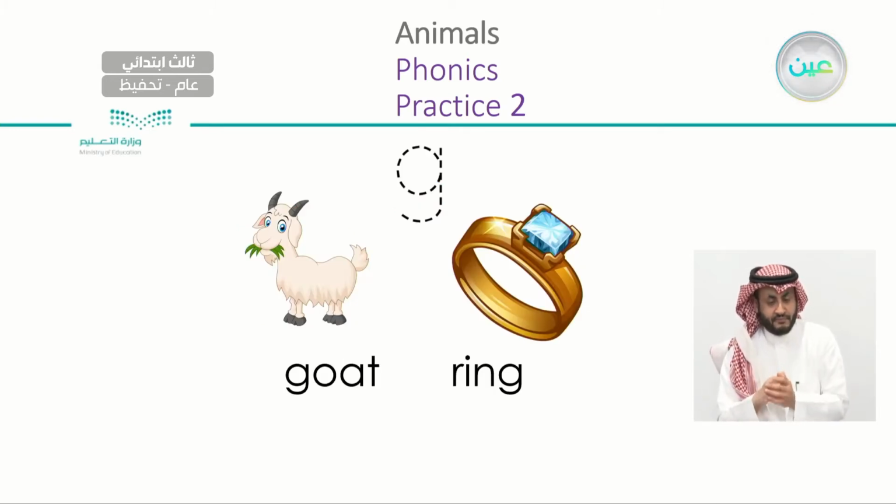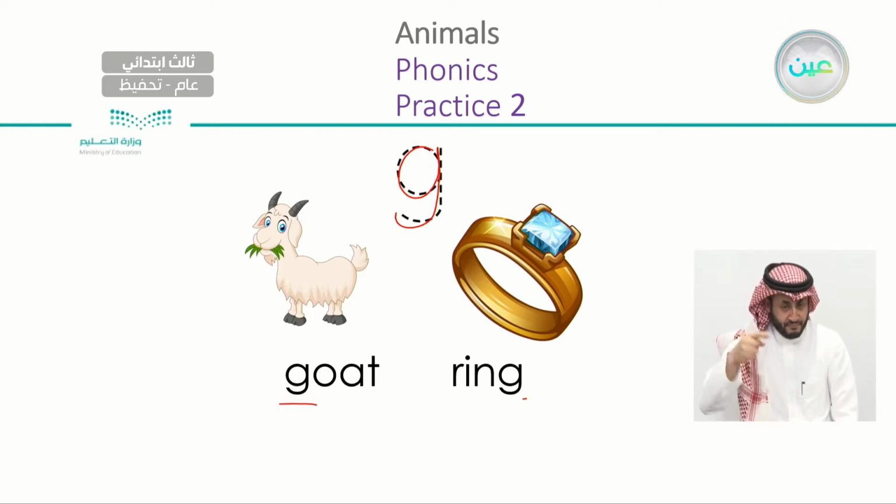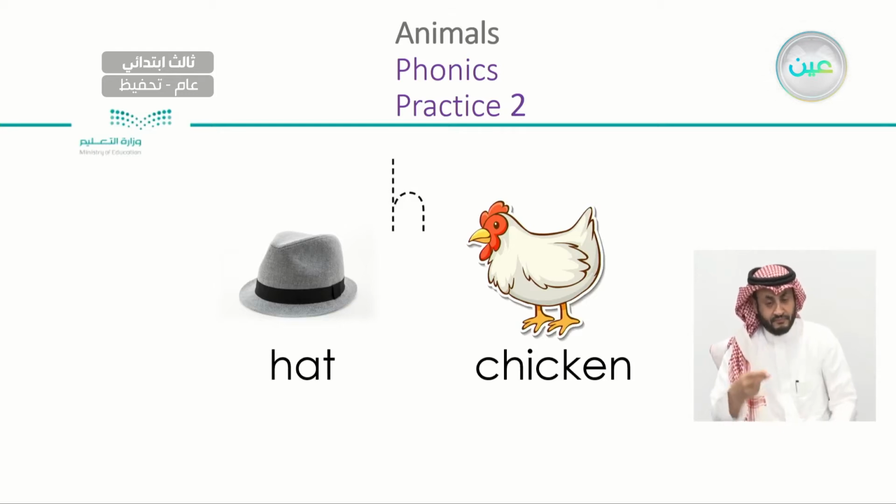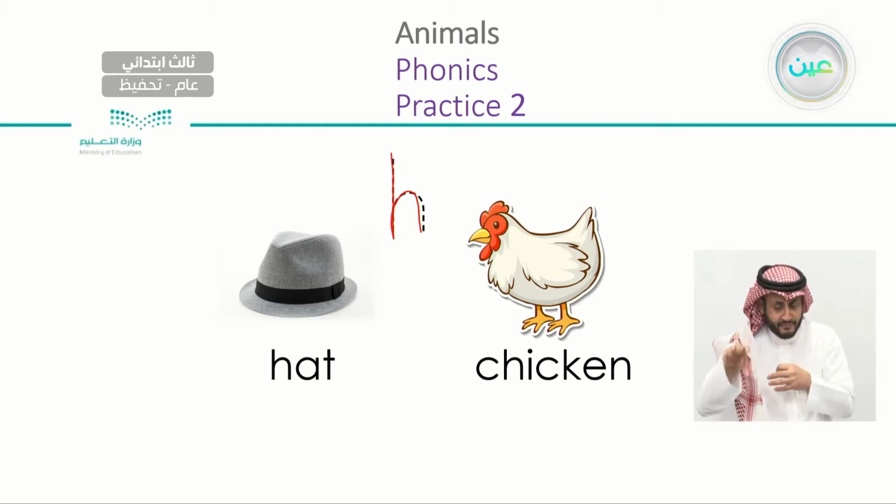Here we have the letter G. Excellent. And this here is a goat. And this is a ring. So the G sound came at the beginning in goat and the end in ring. Now here we have the letter H. The sound of the letter H is excellent, like hat.